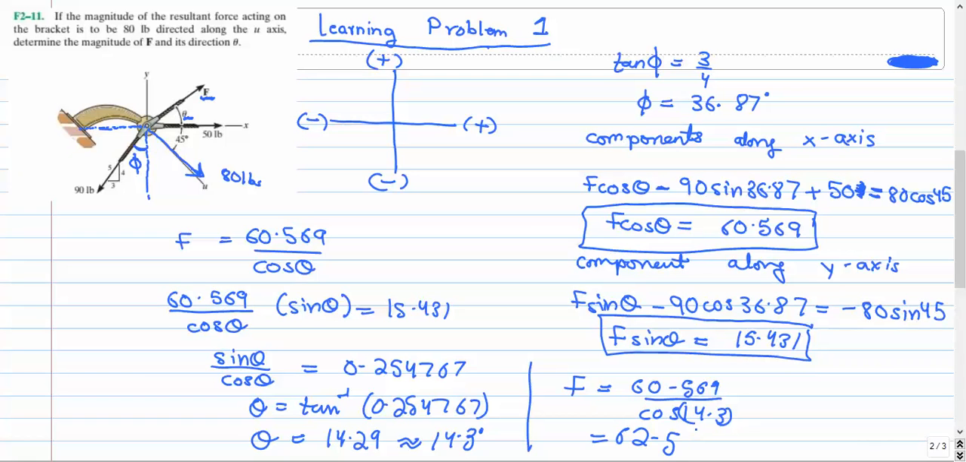62.5 pounds. So that's the simple procedure for this first learning problem.